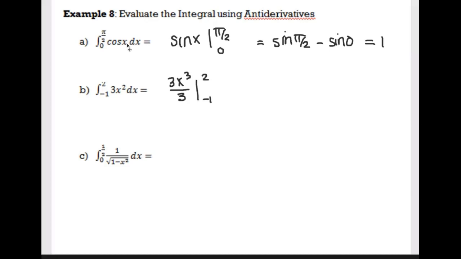So again, you add 1, divide by your new one, so you get x cubed being evaluated from 2 to negative 1. And then it's always upper minus lower. So we get 8 minus a negative 1, which becomes 9.